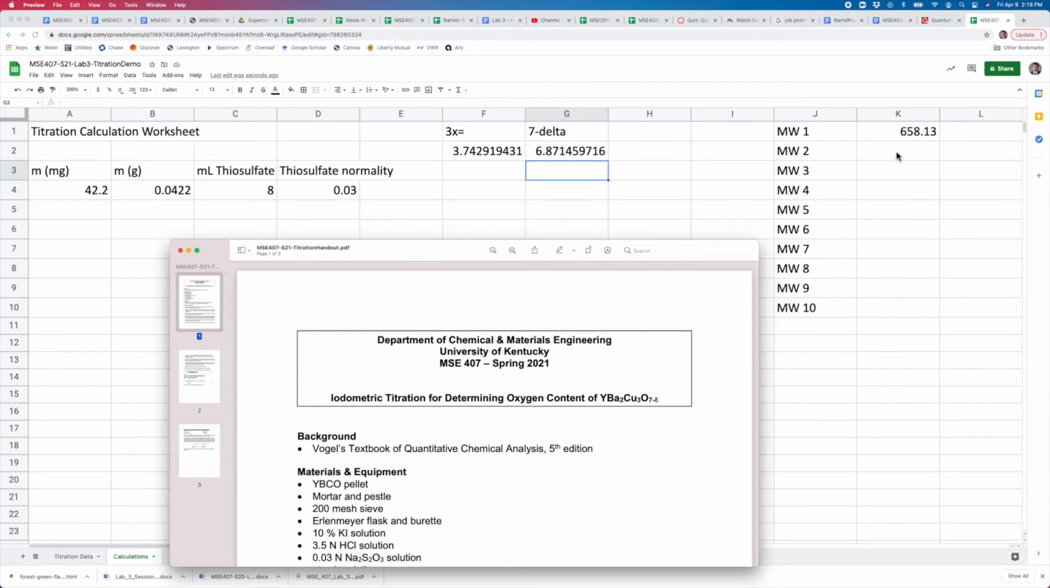So I'm going to put this new molecular weight in here, and then we're going to go through the calculation, sort of go back to the start, calculate 3x again, 7 minus delta, and then put that new value, and so forth. So we iterate until we get a stable value. So let's go through that part.